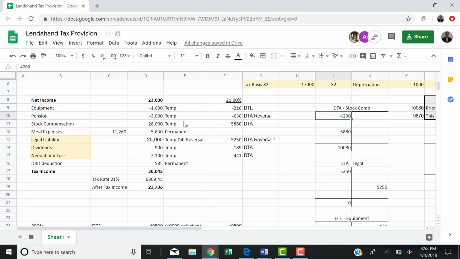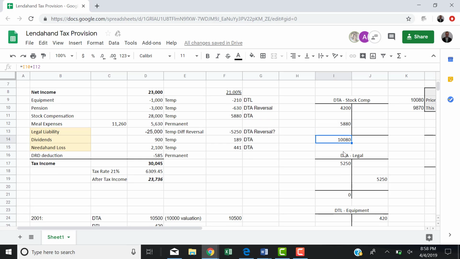Then we had that change of 28,000. With the 28,000, we deal with a new DTA, not a new one, but like adding to the old one that we had. 28,000 times 21% gives us the 5,880. And when you add those together, you have $10,080.